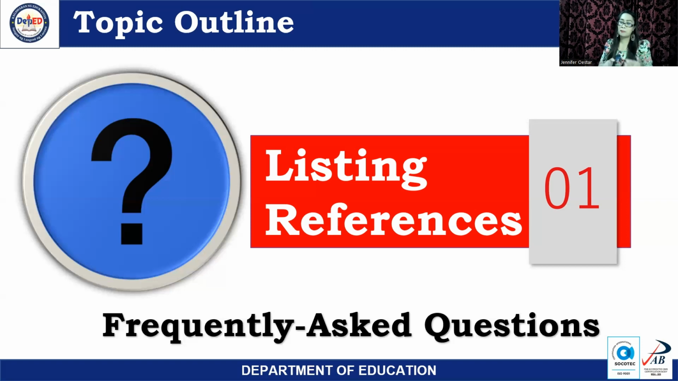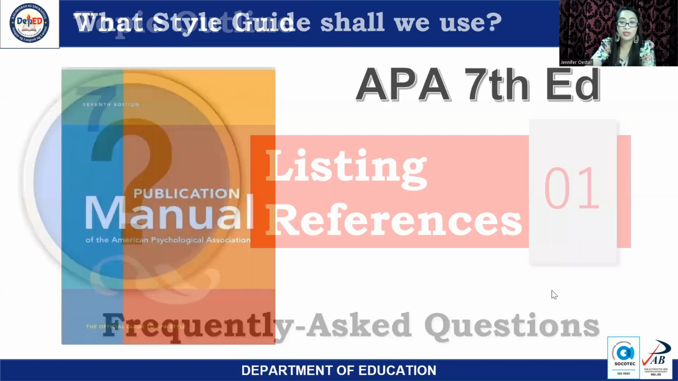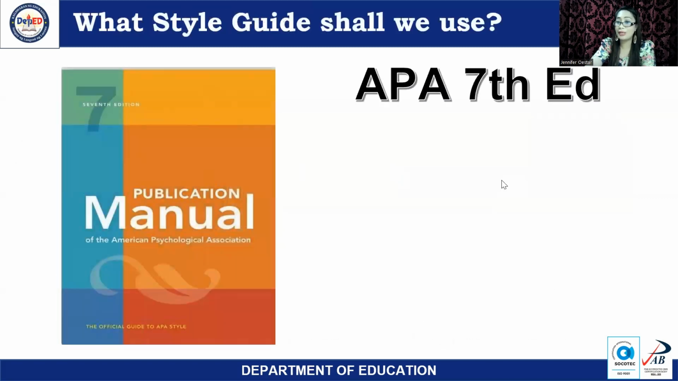Let's have the first topic outline. Listing references, and I will only showcase the frequently asked questions because I am only given a short time to discuss these matters. That's why I only highlighted the frequently asked questions. So, what style guide shall we use? Are you familiar with the APA, or the American Psychological Association 7th edition? If I'm not mistaken, this one was published in 2020.